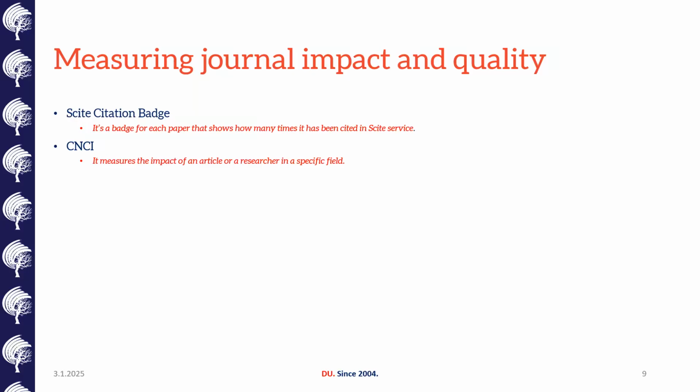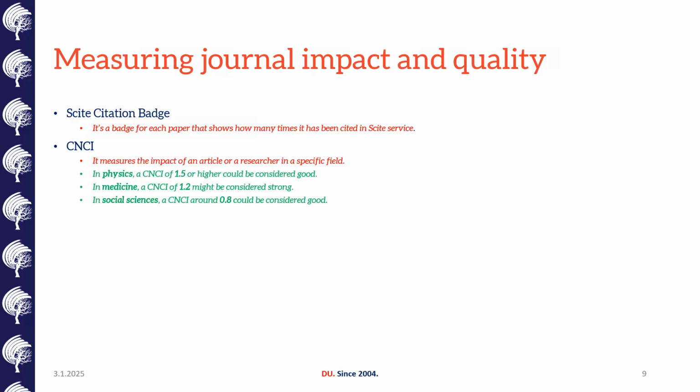What constitutes a good CNCI depends on the discipline. In physics, a CNCI of 1.5 or higher is notable. In medicine, a CNCI of 1.2 is considered strong. In social sciences, a CNCI around 0.8 may be regarded as good. Researchers often use CNCI in combination with metrics such as the H-index and impact factor to assess a journal's impact comprehensively.